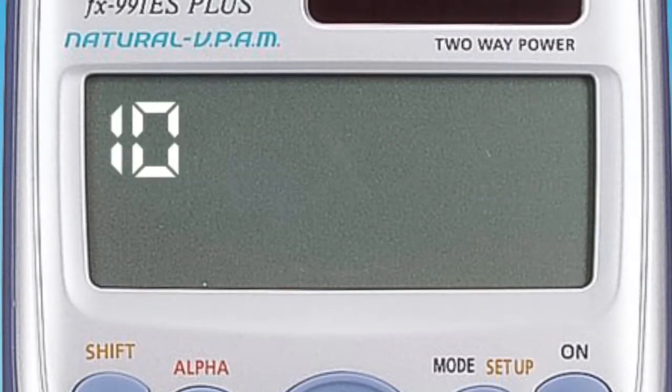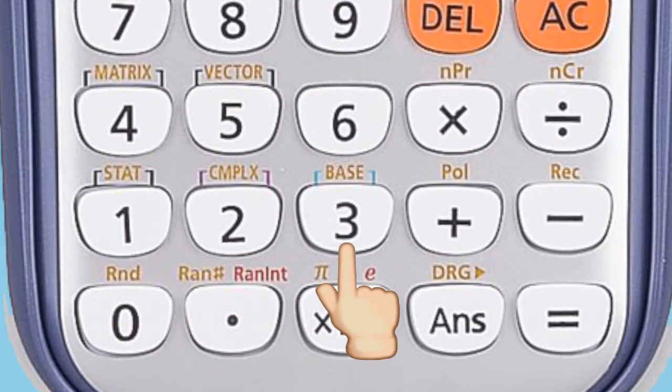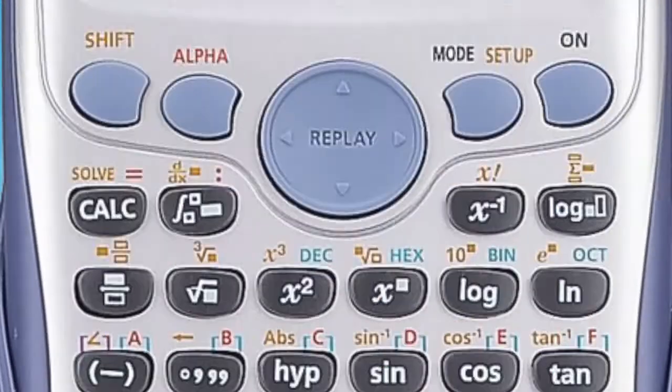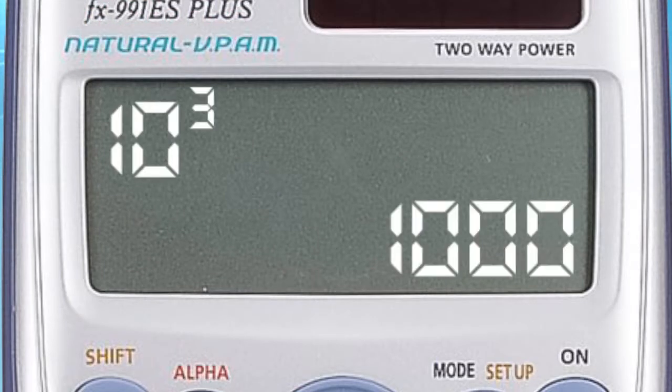Next is 10 raised to the third power. First, we switch the calculator to this function by pressing the keys shift, log, and 3. Then the equal sign. So that's it. The value of 10 raised to the third power is 1000.